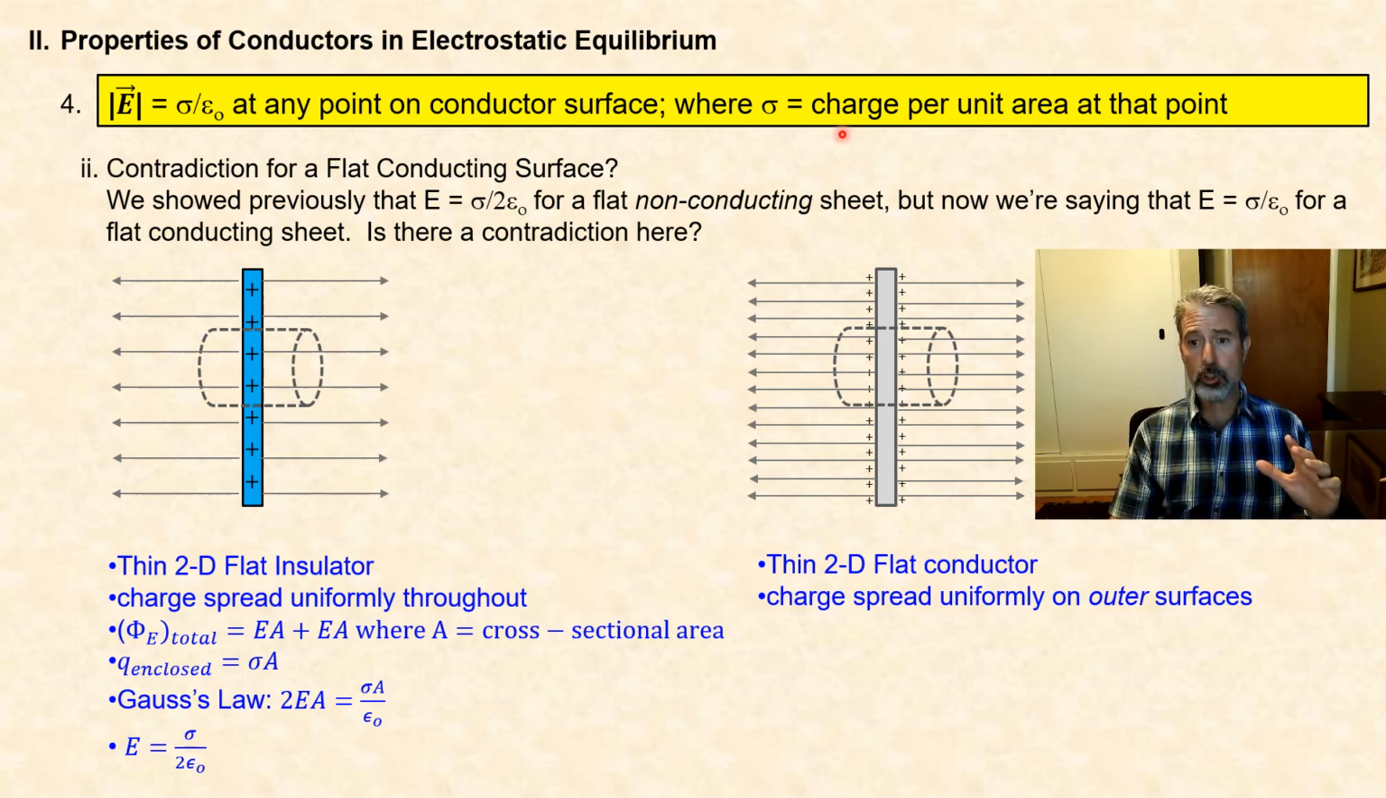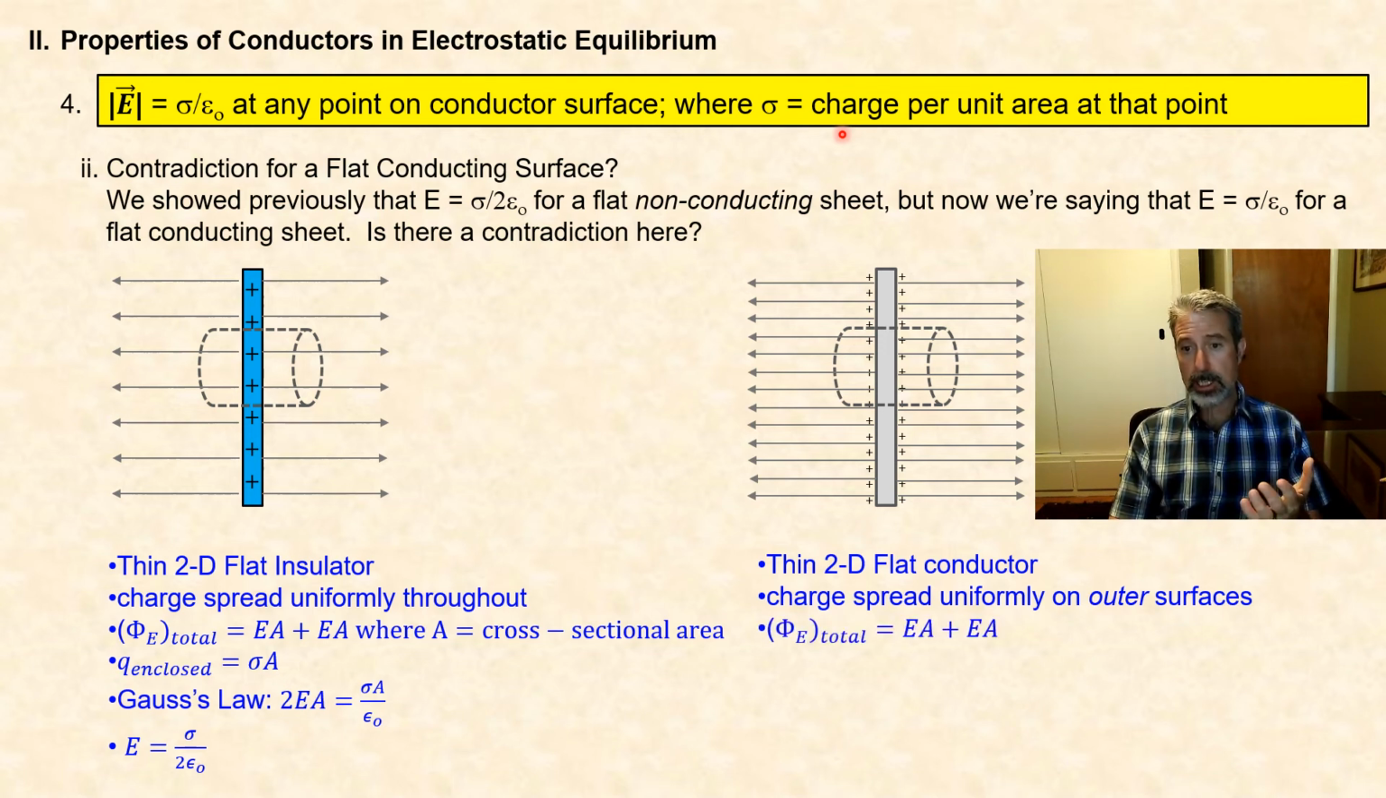This is a property of charged conductors: any net charge must reside entirely on the outer surface. But for this sheet, there are two outer surfaces. So we've got charge on both surfaces.